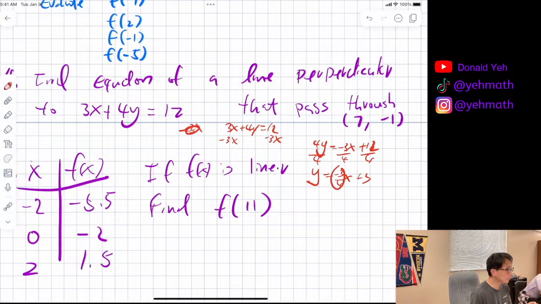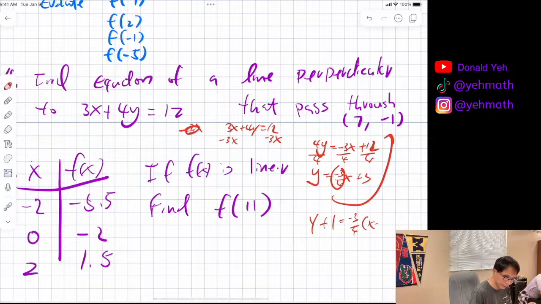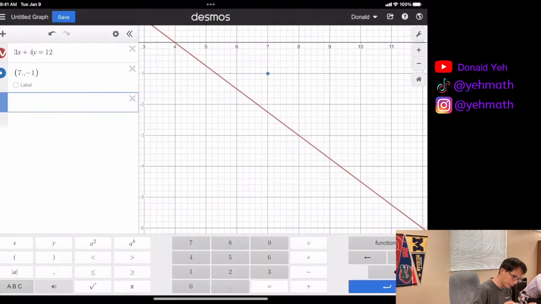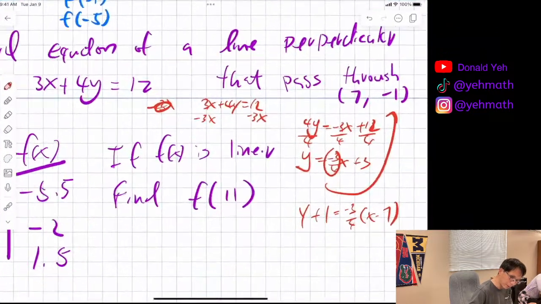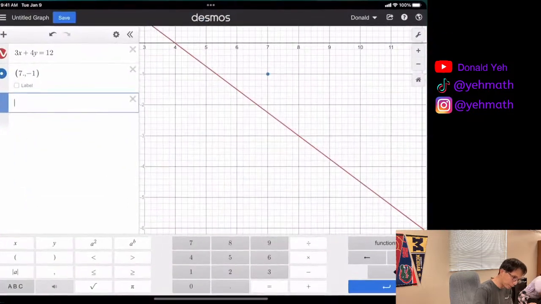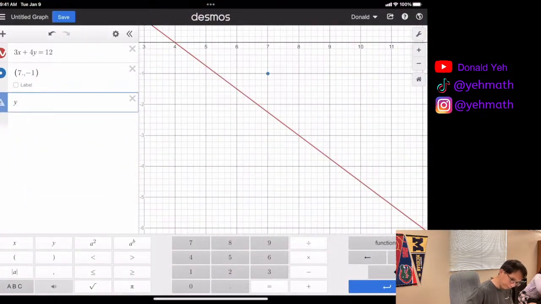Negative 3 over 4. And then you're going to apply it to this point. So it'll be y plus 1 equal to negative 3 over 4 times x minus 7. Boom, done. Oh, I'm sorry, I need to change this. I need to change the perpendicular slope. Sorry, Austin, let me correct that. So for perpendicular, I need to change this to 4 over 3. So it'll be 4 over 3, right? So then I'm going to do y plus 1.